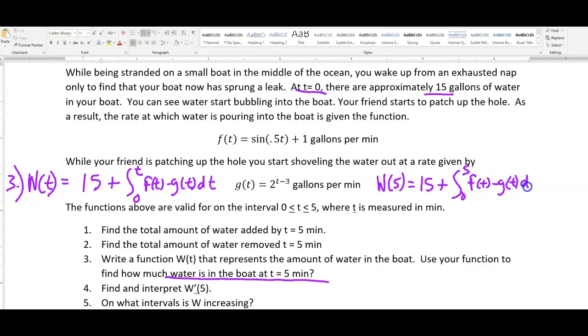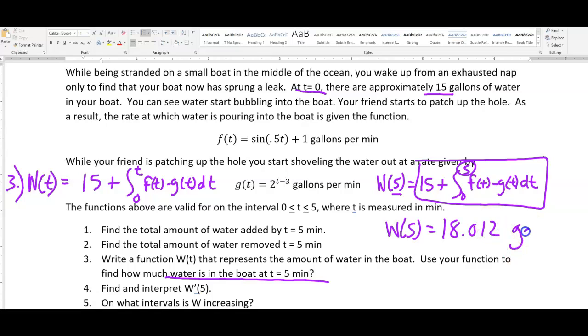I'm just going to be putting a 5 here and here, basically. And so once again, at this point, I'm going to punch this into my calculator, and we'll see how much water is in the boat at t equals 5. And I'm getting 18.012 gallons at that point.